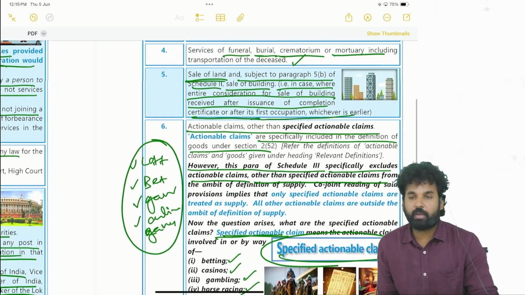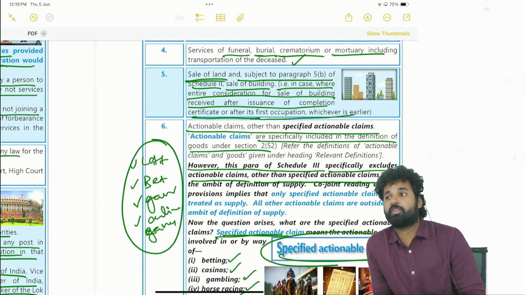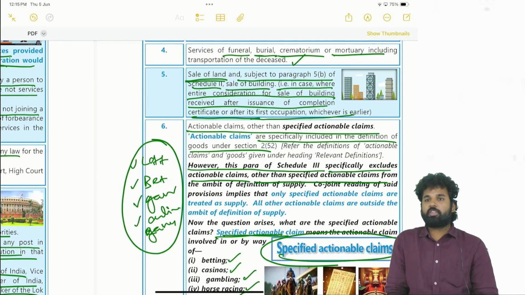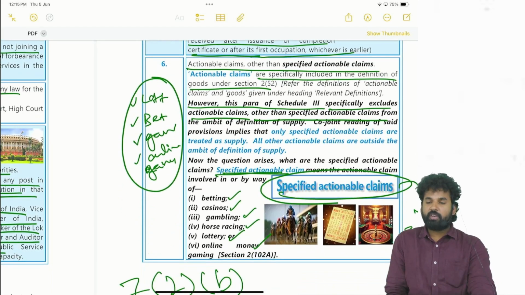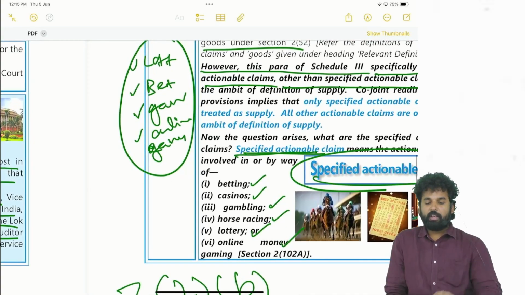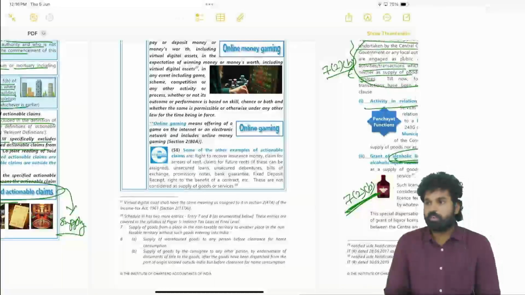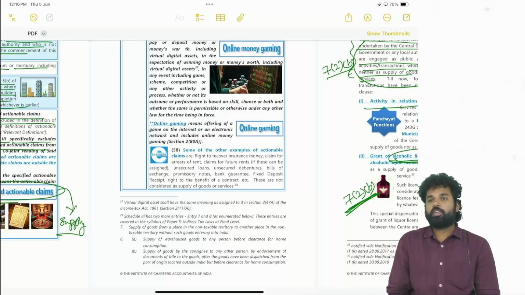Next, actionable claims. Whenever it is a case of specified actionable claims, it comes under the scope of supply. If it is other than specified actionable claims, it does not come under the scope of supply. What is a specified actionable claim? Gambling, betting, casino, horse racing, lottery, and online money gaming. All this comes under specified actionable claims. So this is with respect to Section 7, Subsection 2, Clause A, read with Schedule 3. So 6 activities are there.